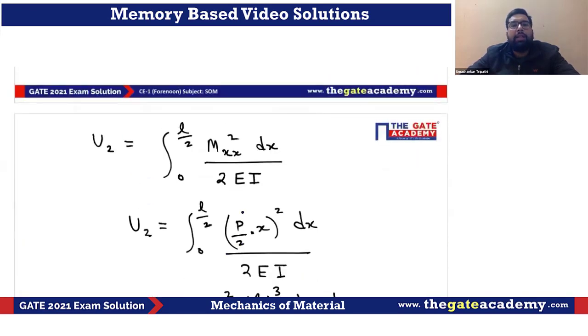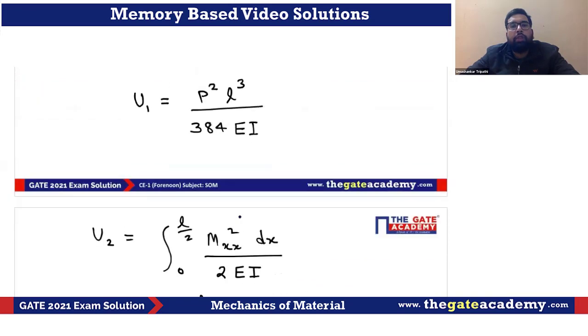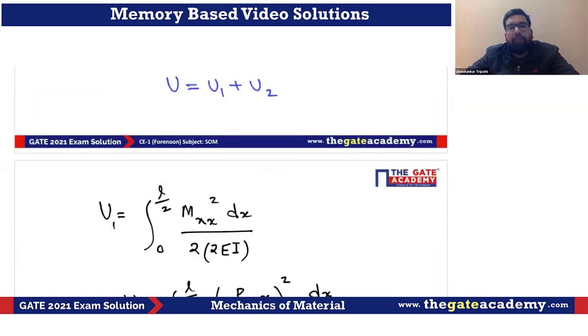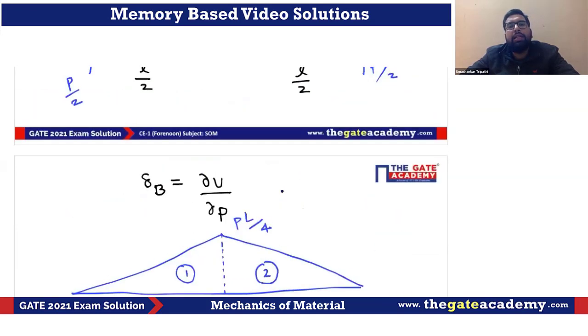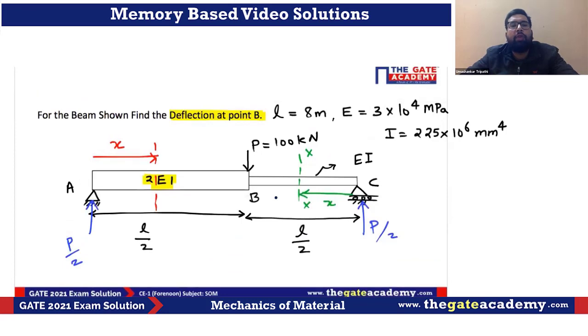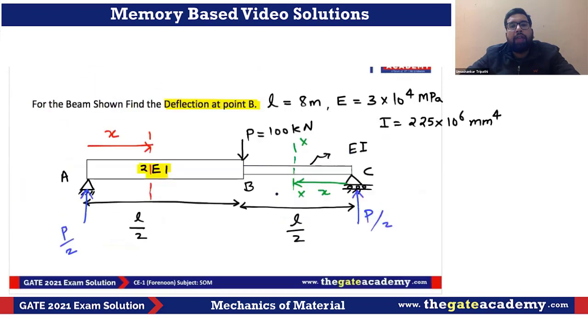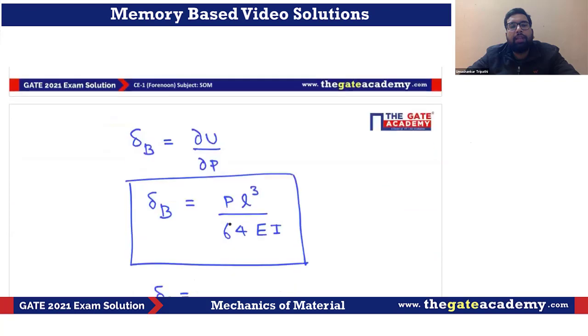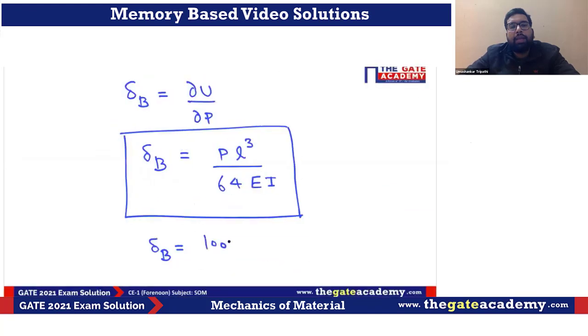Many would choose to solve this question with the conjugate beam method, but I feel that will be comparatively difficult. We can do it very easily by the strain energy method. Now, if we have the formula, we can put the values here to solve the question. What is my P? It is 100 kilonewton, so this is 100 into 10 to the power 3. What is my L? This is 8 meters. Don't forget to change the unit to mm.